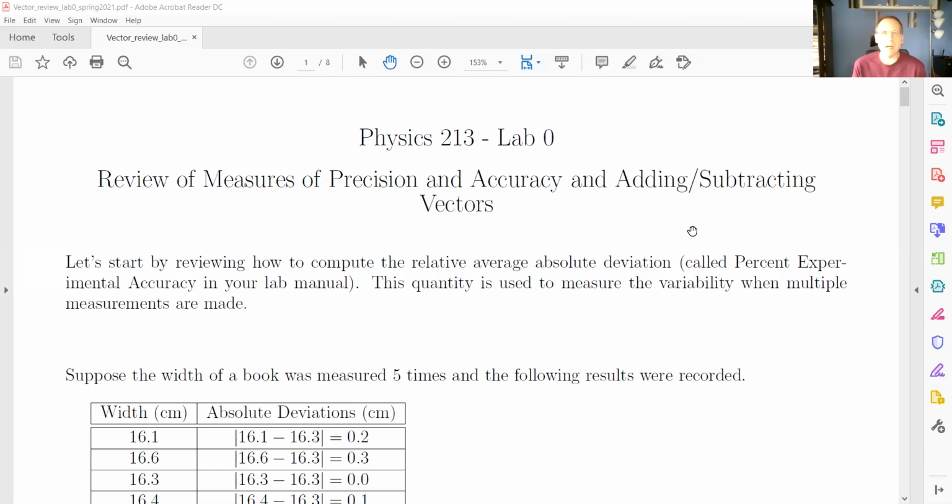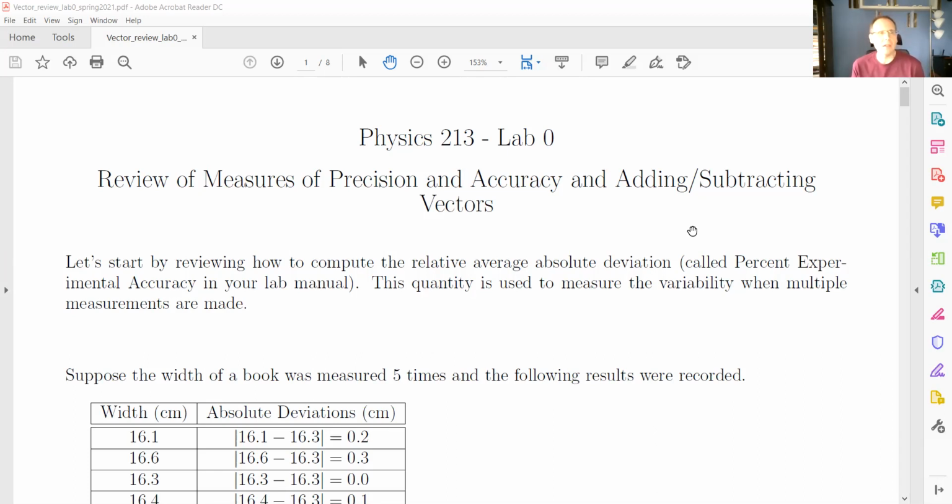I thought I would start by reviewing a couple of things that we did last semester and will be important this semester as well. So what I want to do is review how to compute percent experimental accuracy and also percent experimental error. Remember, those are measures of precision and accuracy. And then I want to review vectors, in particular, how to add and subtract vectors.